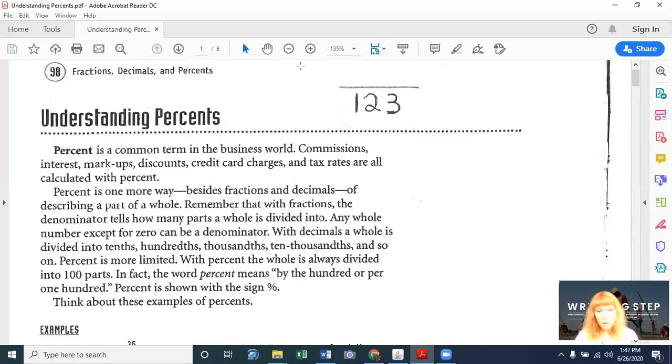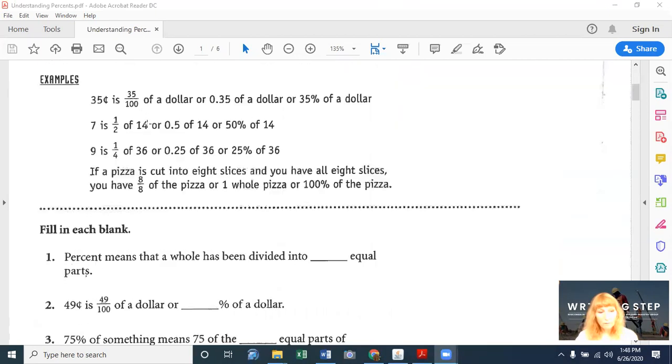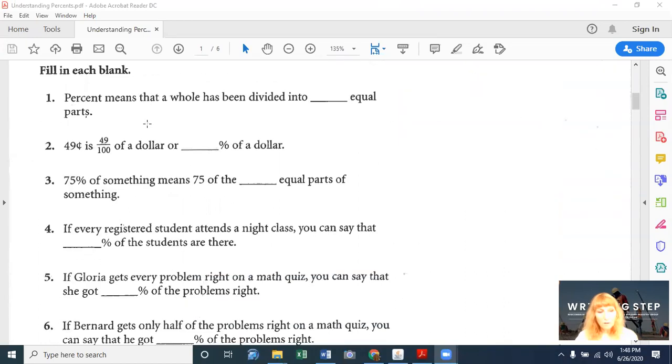So actually, if you want to pull down the words right here, in fact, the word percent means by the 100 or per 100. So that's where the 100 is coming from, dividing something into 100 equal parts. So let's take a look at how that works. So if we go down a little bit here, so percent means that a whole has been divided into, we would say, how many equal parts?